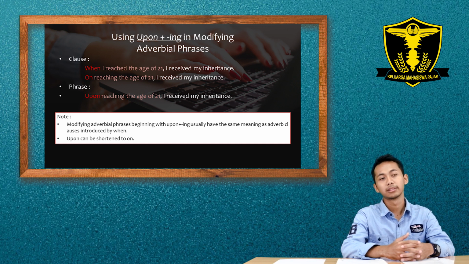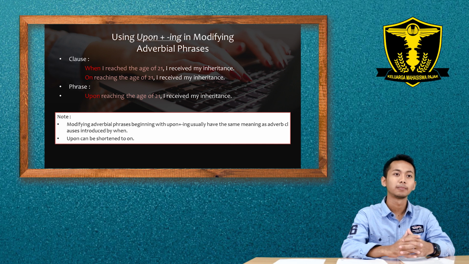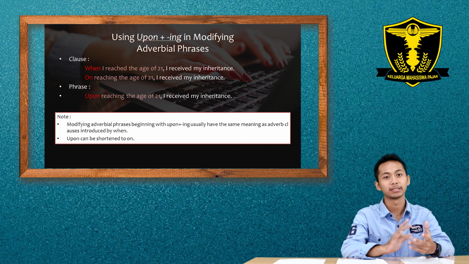The last one is using upon plus verb-ing in a modifying adverbial phrase. We have two clauses here: when I reach the age of 21, I receive my inheritance. Or: on reaching the age of 21, I receive my inheritance. These two sentences have the same meaning. When and on here, we can change into upon. The adverb phrase becomes: upon reaching the age of 21, I receive my inheritance. The note here: a modifying adverbial phrase beginning with upon plus verb-ing usually has the same meaning as the adverb clause.